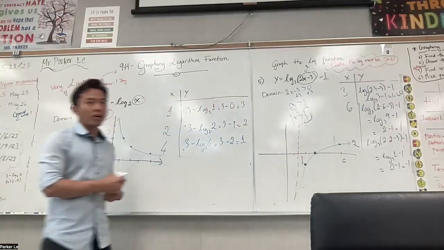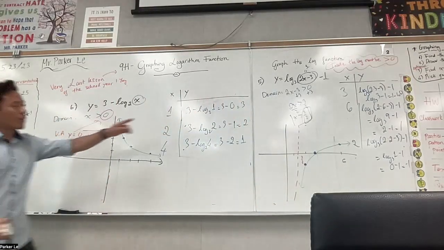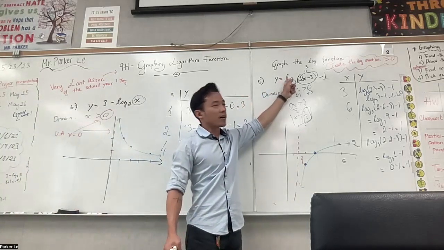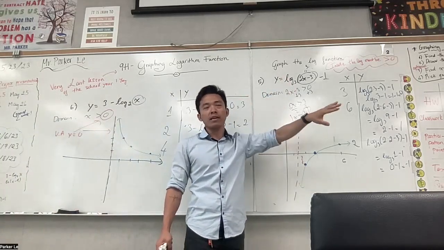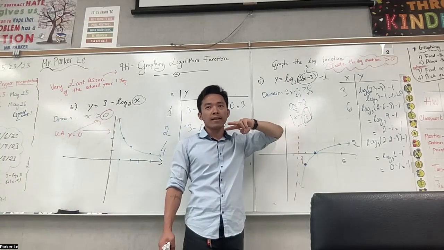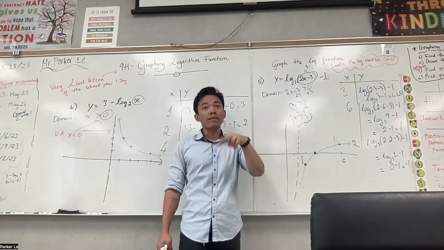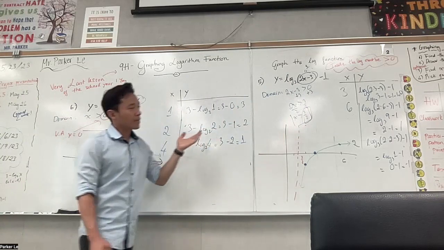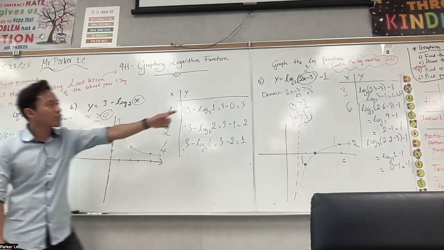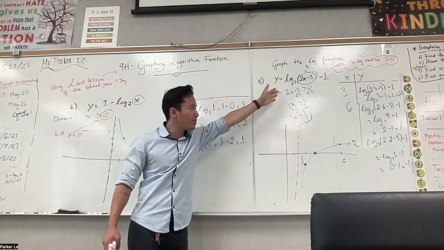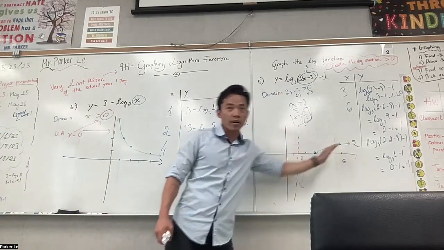Exactly. Let's just give 3.2 Maria. Remember, this one doesn't have any minus. A minus outside everything means flip over. Who remembers? If you have a negative outside everything, you flip over the x-axis. Otherwise, it's going to flip over the y-axis. This one doesn't have any minus, so there's no flipping. That's why it looks like the original one.